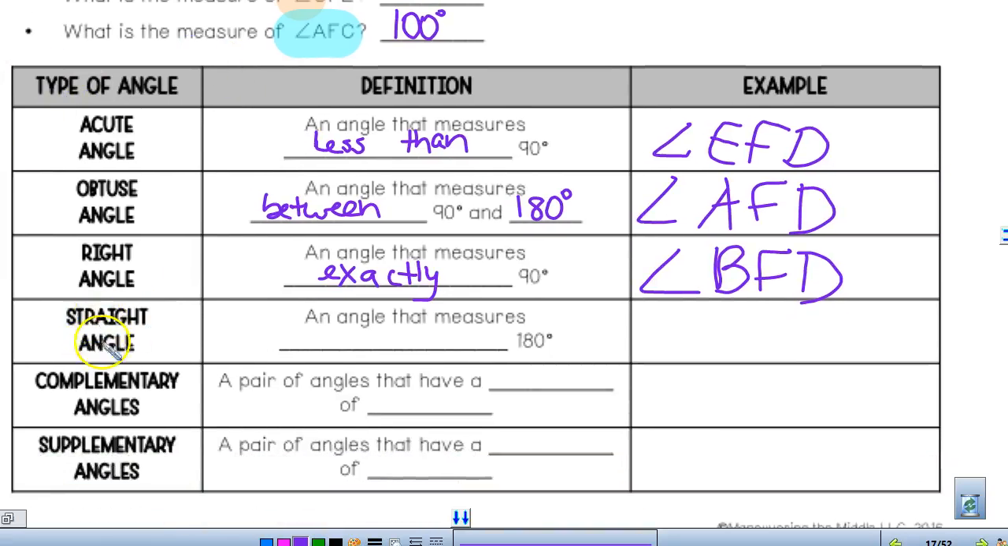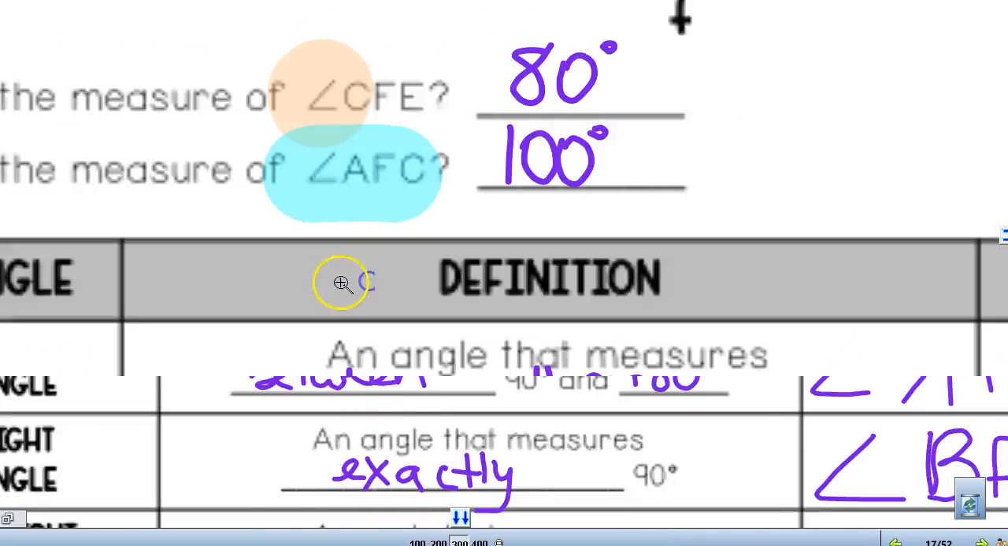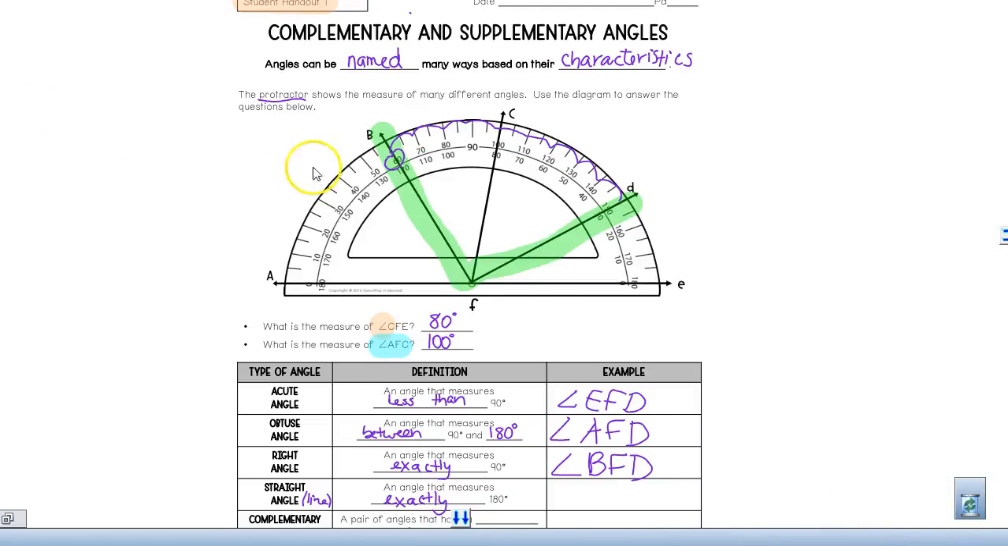A straight angle is an angle that measures exactly 180 degrees. So a lot of times students get confused by the word angle. It's a straight angle. They're like, if it's a straight angle, isn't that just a straight line? And that's exactly right. A straight line or a straight angle is exactly 180 degrees. So we want to jump back to our diagram. And we're looking for a straight line. My straight line would be here.